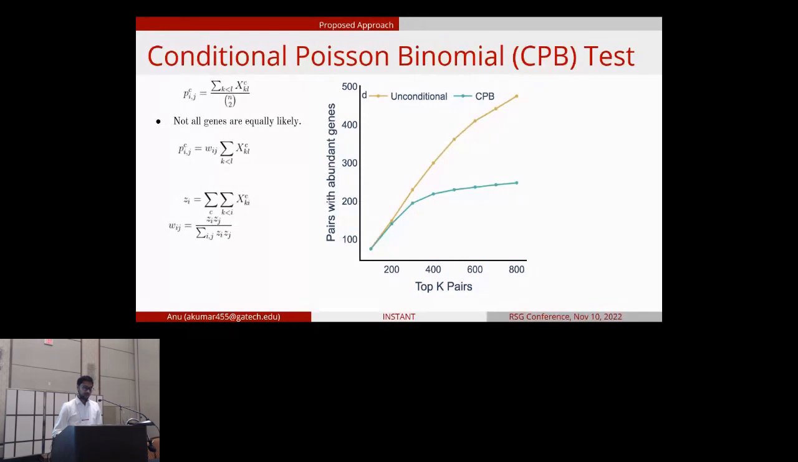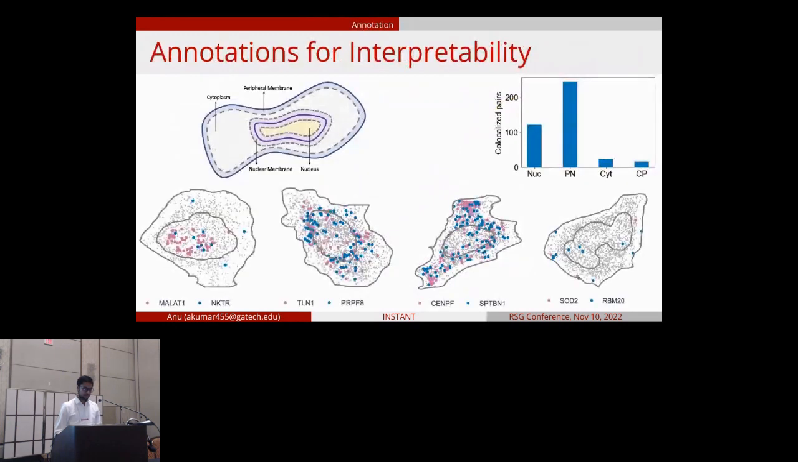Once we use this new formulation, we can see that as we have a higher number of co-localized pairs, the probability that any decolocalized gene pair has an abundant gene greatly reduces.